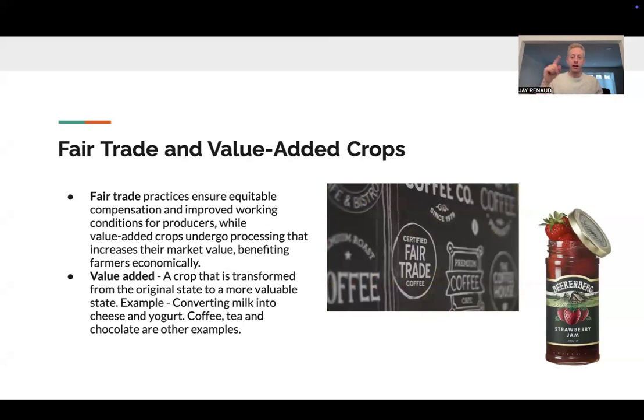Again, fair trade, fair wage. Value added. It's in the words. We're adding value to the product, adding value to the agricultural product.